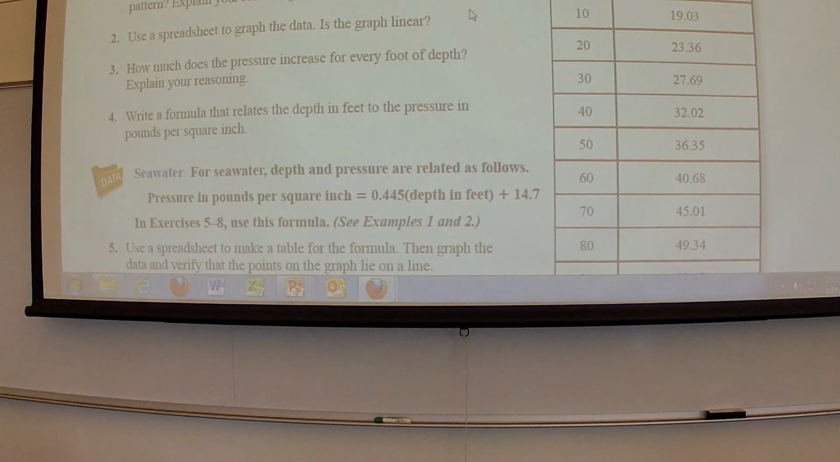Is the graph linear? Number 2, the answer is going to be yes. How much does the pressure increase for every foot of depth? I guess we just answered it, didn't we? It's 4.33 psi for every 10 feet, which correlates to 0.433 psi for every 1 foot. Anybody okay with how I got that?